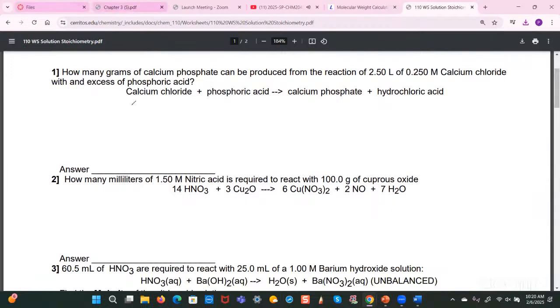So, what's the formula for calcium chloride? CaCl2. What's the formula for phosphoric acid?